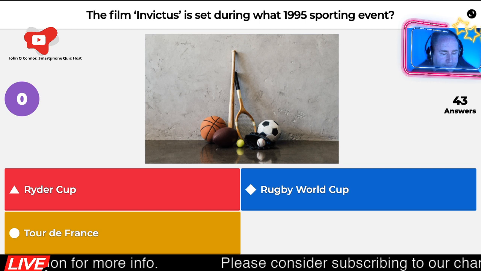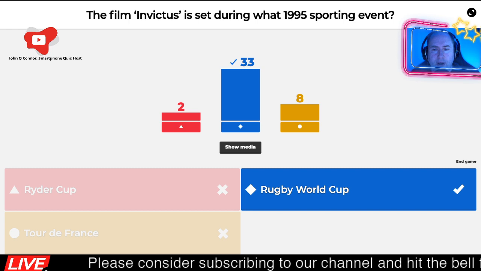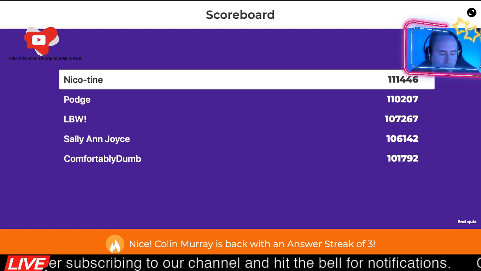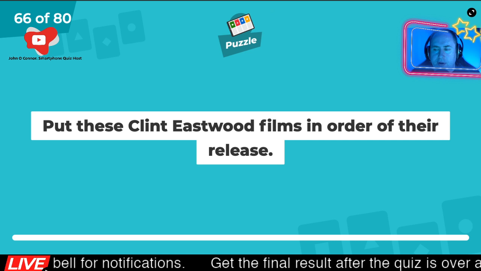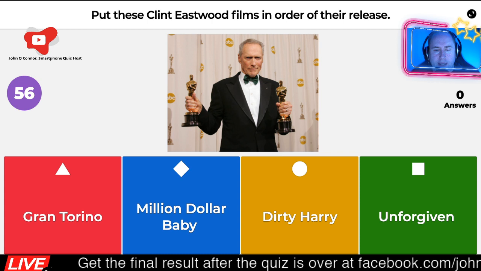33 correct answers. It was the Rugby World Cup is correct. Colin Murray is making a comeback. Three in a row from Colin. All right, we got another one of these sequence puzzles. From left to right, put these in the correct order. Put these Clint Eastwood films in the order of their release. We have Gran Torino, Million Dollar Baby, Dirty Harry, Unforgiven. Put these in the correct order from left to right.